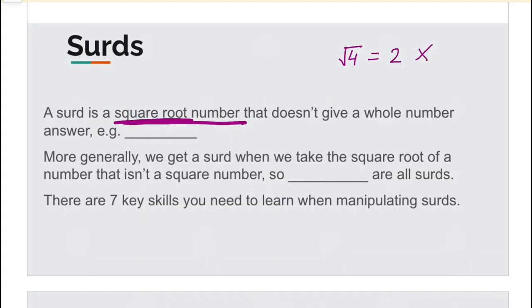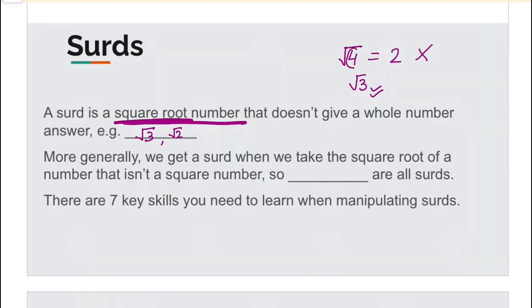But when you do square root of 3, that does not give you a whole number as an answer. So that is a surd. That is square root of 3, or you can say square root of 2, etc. More generally, we get a surd when we take the square root of a number that isn't a square number.